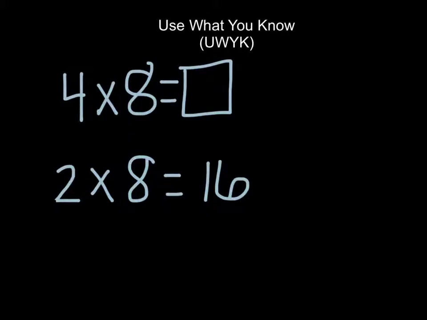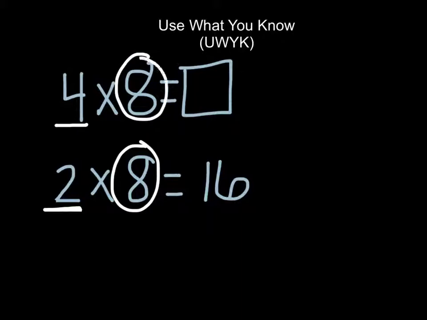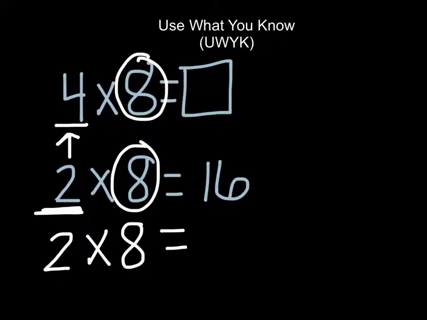Now, I know that I have 2 groups of 8, but to get my answer for 4 groups of 8, I need more groups of 8. Right now I only have 2. Now to get from 2 to 4, I know that I can add another 2 groups. So I can do 2 times 8 again, because 2 plus 2 equals 4, which is the total number up here that I have, 4 groups. So 2 times 8 again is 16.